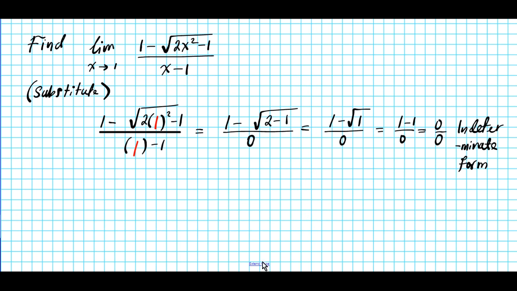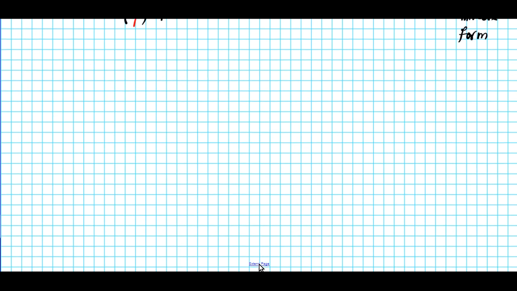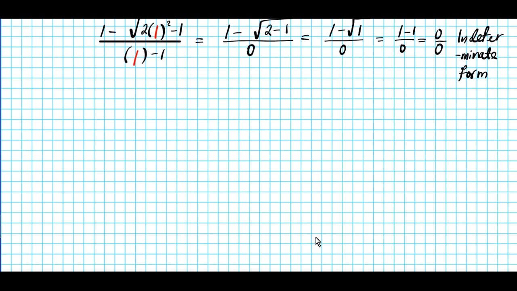So this is where we're going to use two different methods. I'll try to put them side by side. Method 1 that we'll use is the algebraic method. And then we'll be comparing it with L'Hopital's rule, which involves the use of calculus.